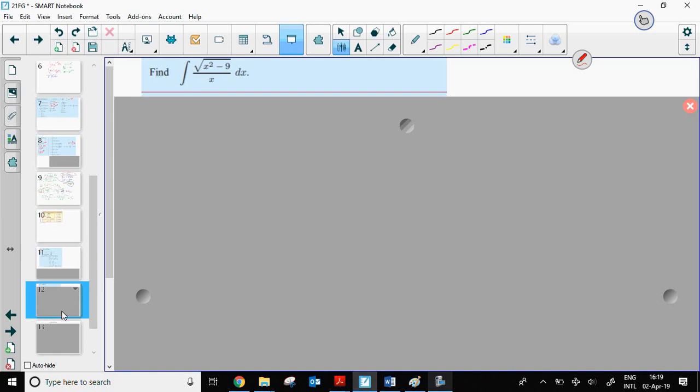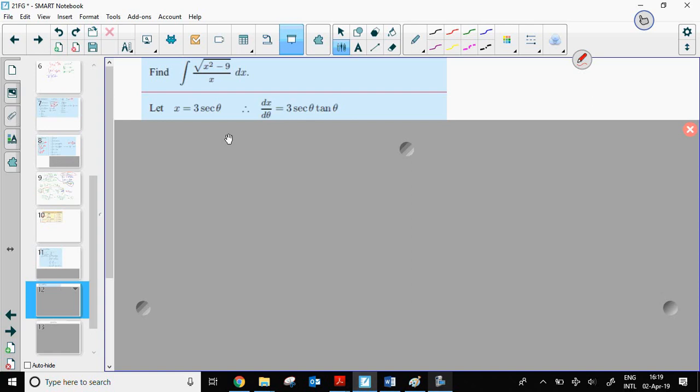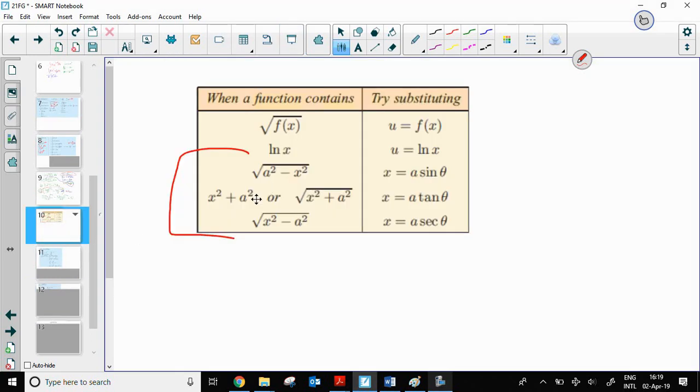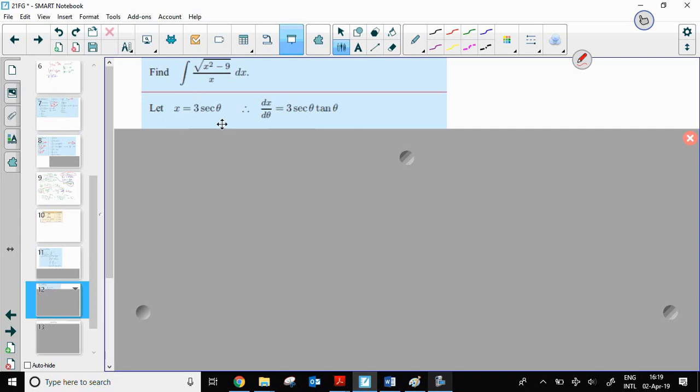This one's a little bit tougher. We'd still try setting u equal to x squared minus 9, but that won't work. In fact, I'll show you why in a moment. In this case, since we have the format of the square root of x squared minus a squared, and in this case, a is equal to 3, they want us to set x equal to a times secant theta. So x is equal to 3 secant theta, and that's exactly what they do.